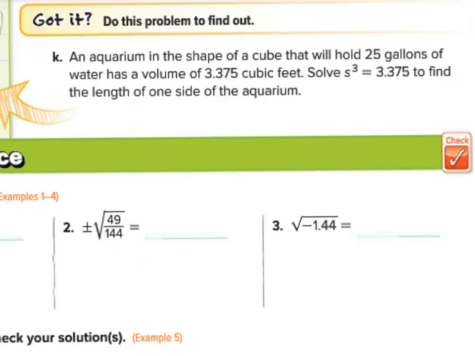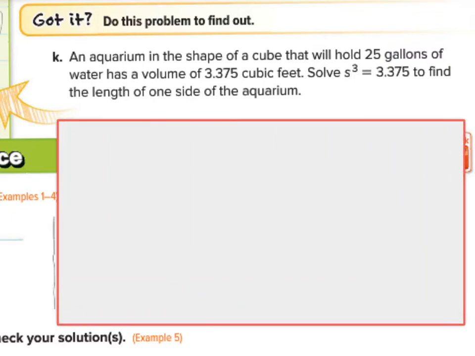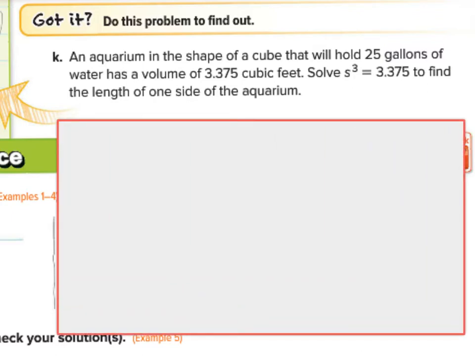Okay, so if you think you got it, let's go ahead and try this question together. We have an aquarium in the shape of a cube, so all the dimensions are the same. It's a 3D square that will hold 25 gallons of water. It has a volume of 3.375 cubic feet. Solve s cubed equals 3.375 to find the length of each side of the aquarium.